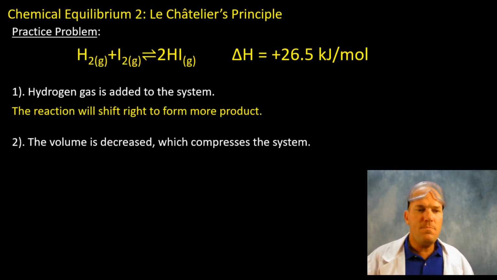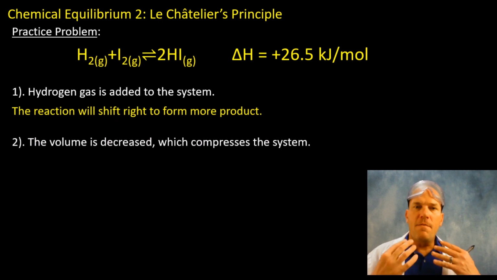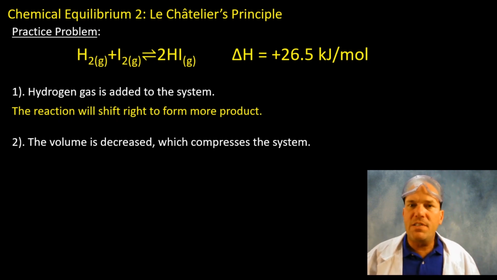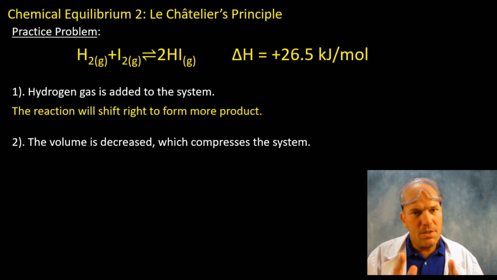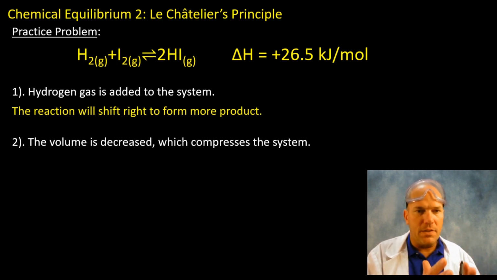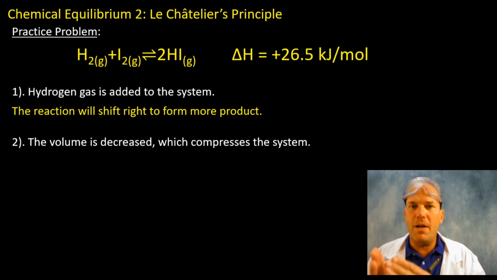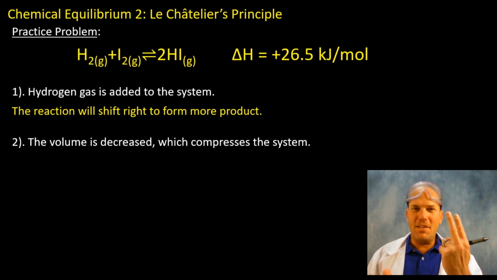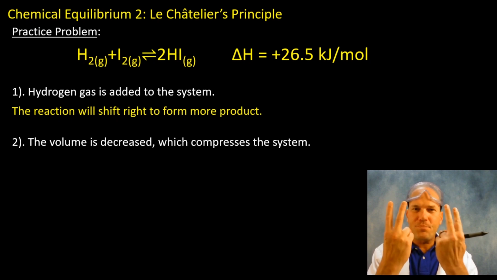The volume is decreased. If volume is decreased, pressure is increased. So our system is compressed, pressure goes up. How will the system respond? What did I teach you to do? Count the moles of gas on both sides. So let's start with the left side. 1 mole of hydrogen gas, 1 mole of iodine gas. Let's look at the right side. 2 moles of hydrogen iodide gas. So there's 2 moles on this side, there's 2 moles on this side.